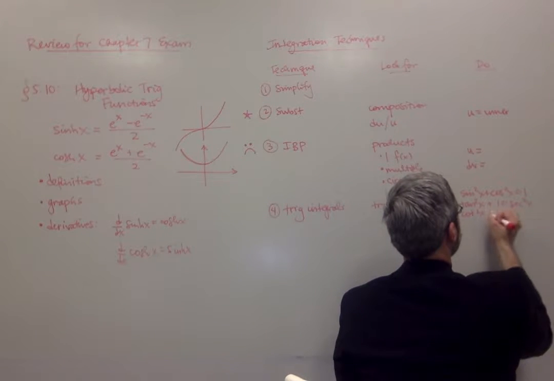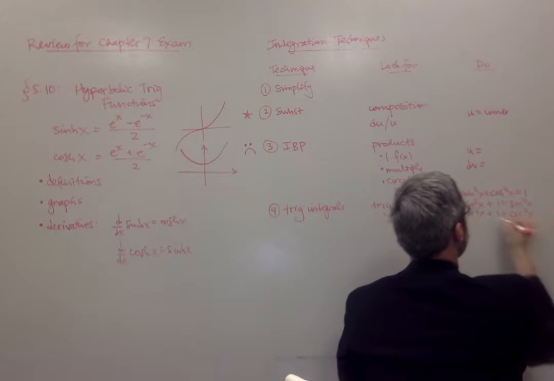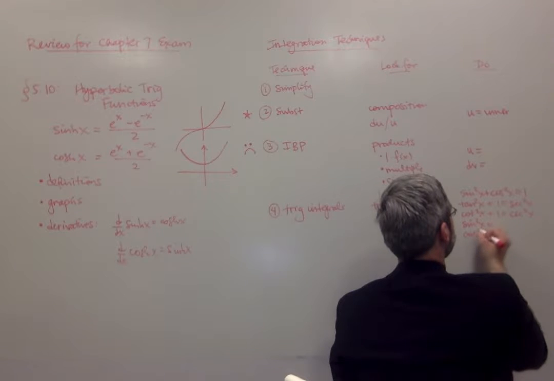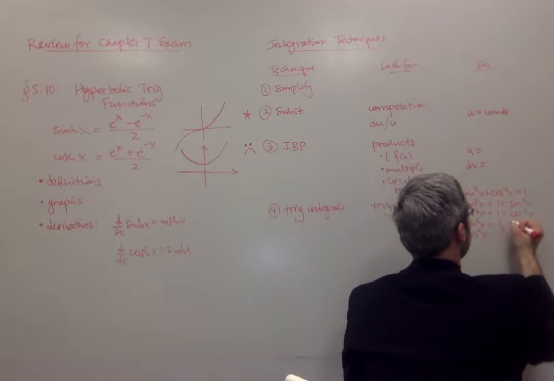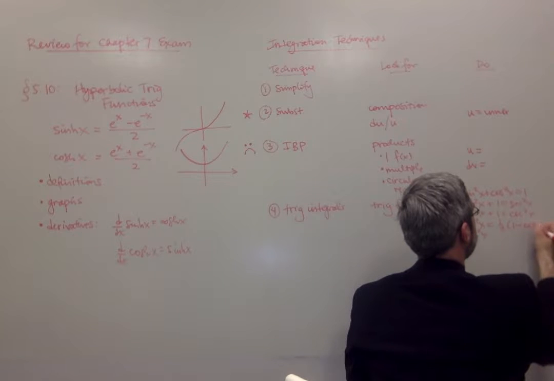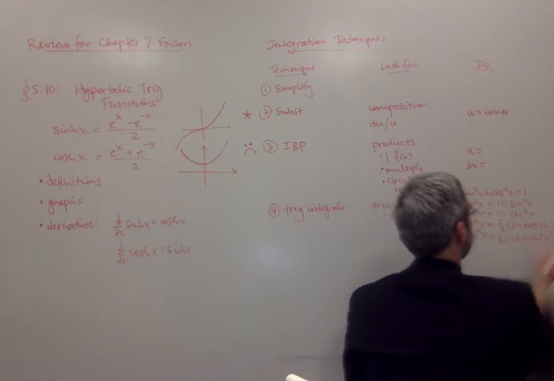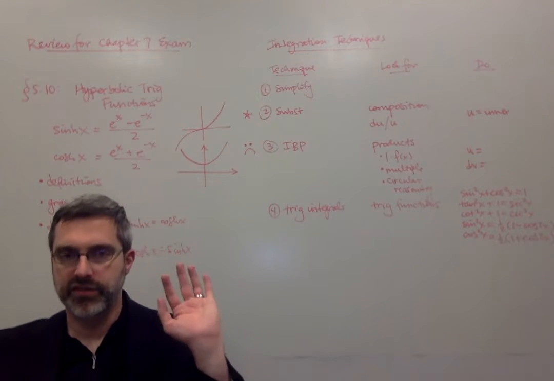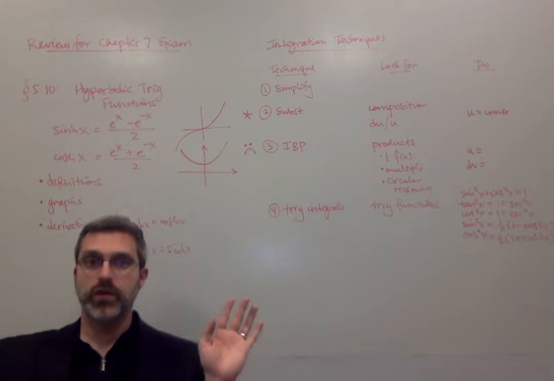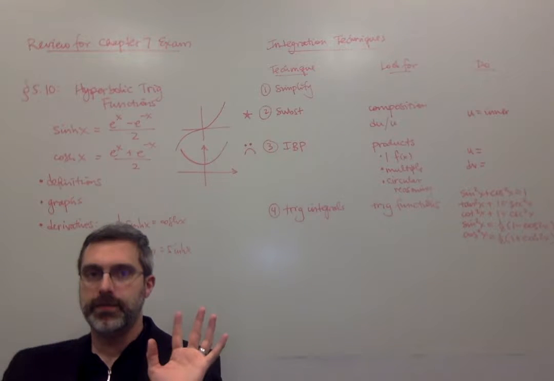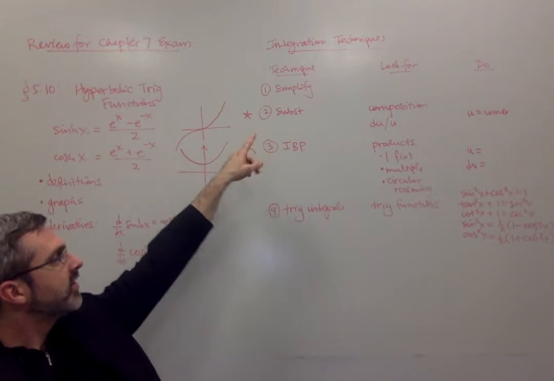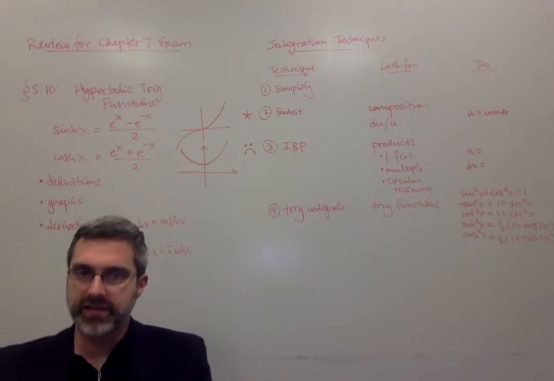Cotangent squared plus 1 is cosecant squared. And then in the case where we had even powers of sine and even powers of cosine, we had these half-angle formulas: 1/2 times 1 minus cosine 2x and 1/2 times 1 plus cosine of 2x. Basically, we used those formulas along with these other techniques to try to get to a place where we had a simpler integral.